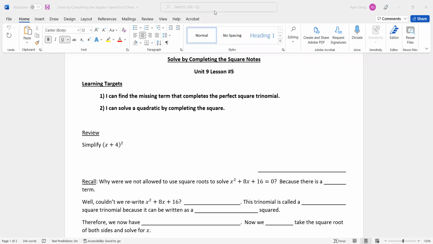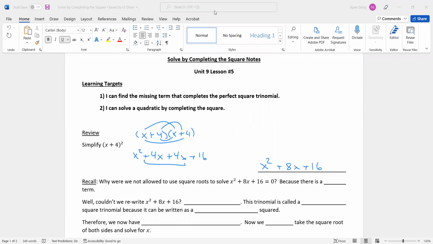First little bit there is review. So we want to do x plus 4 squared. So if you remember, what I did with that was I rewrote that as x plus 4 times x plus 4. And then you FOILed. You get x squared plus 4x plus 4x plus 16. Combine those like terms and you get your final trinomial of x squared plus 8x plus 16.